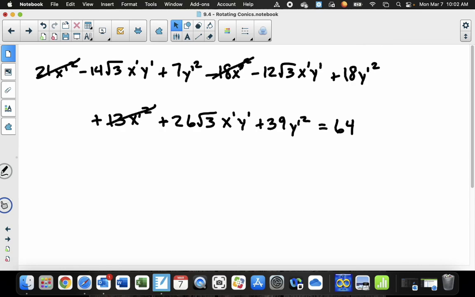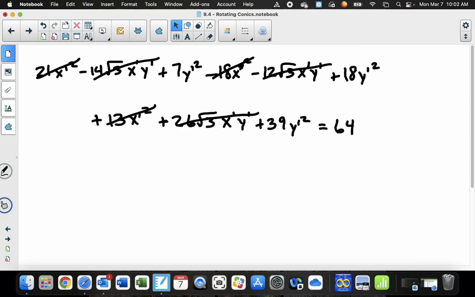Okay, we combined those. And this is the moment where you know if you made a mistake. On the test, almost spent 45. This is the moment. If you did not make a mistake, the x prime, y prime should all cancel out. Every time. If you made a mistake, they don't cancel out. Negative 14 square root of 3, negative 12 square root of 3 is negative 26 square root of 3 plus 26 square root of 3. Those terms are gone.